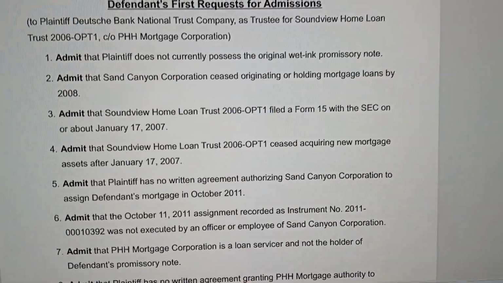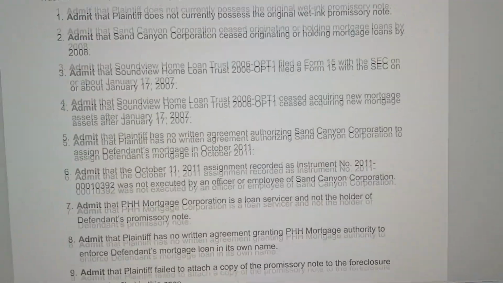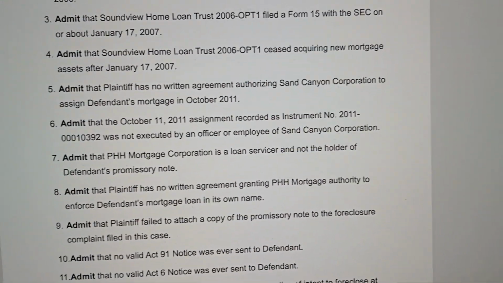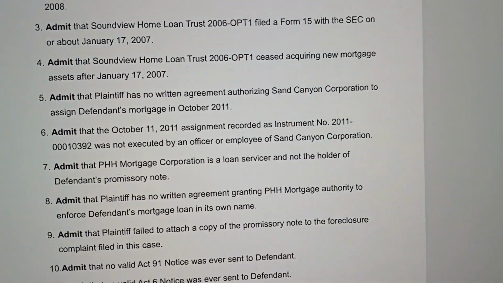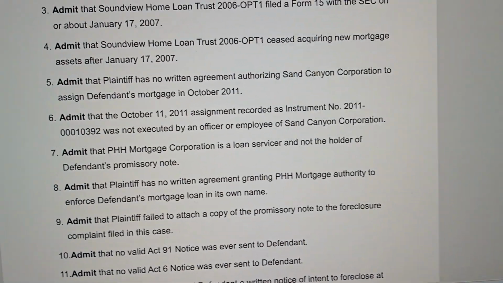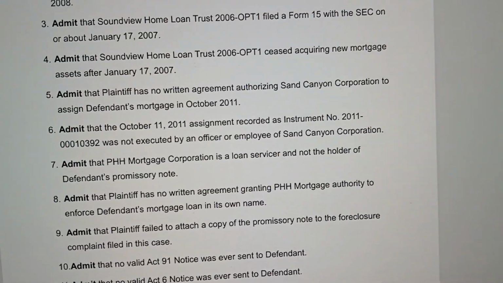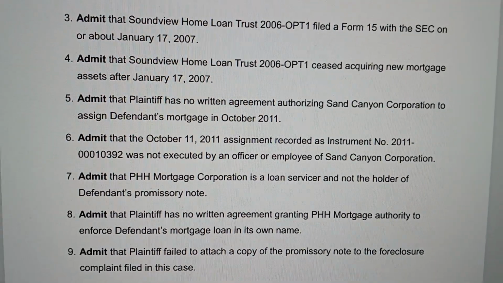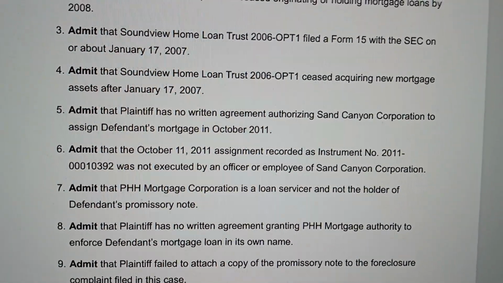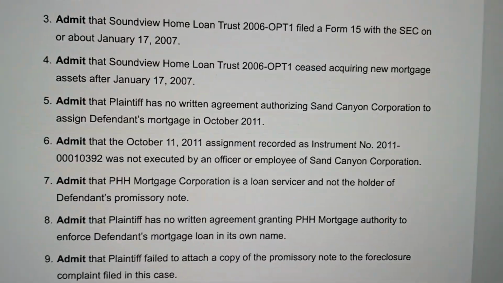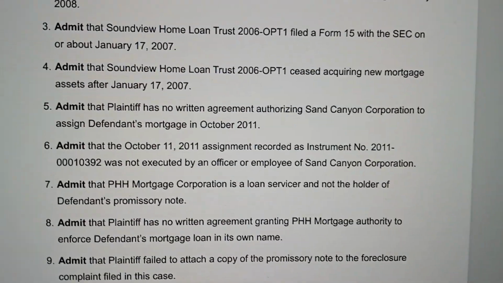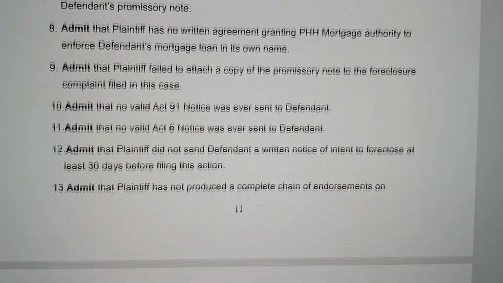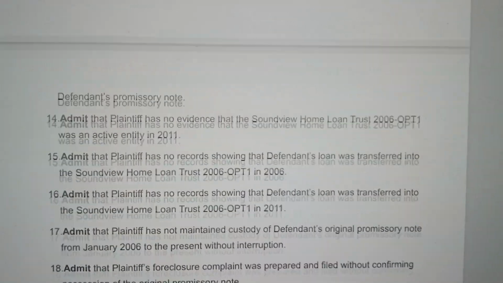So they have to admit to these things. And getting them to admit to these is gold. Because if they have to admit to this, then you can file your motion for summary judgment later and explain that they've admitted to all these things. Okay, and so the rest of these admissions are pretty straightforward. Again, your situation is probably different, but you want to get them to admit everything that you want them to admit so that you win your case.